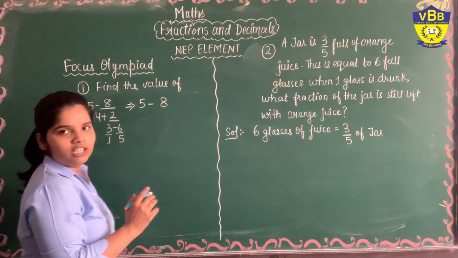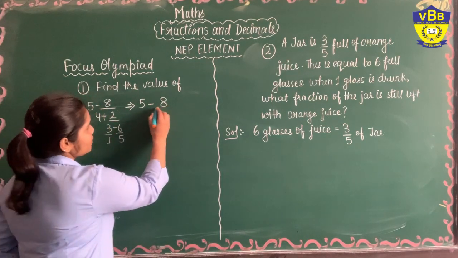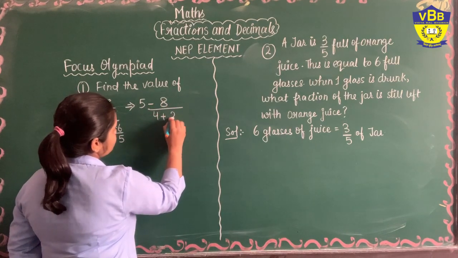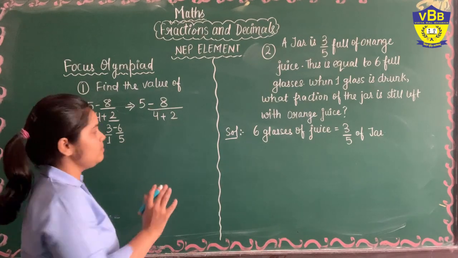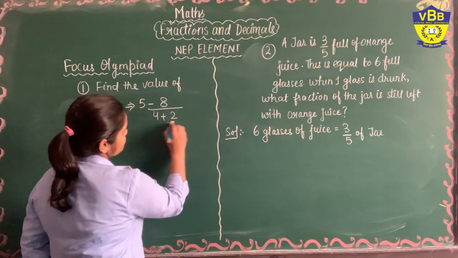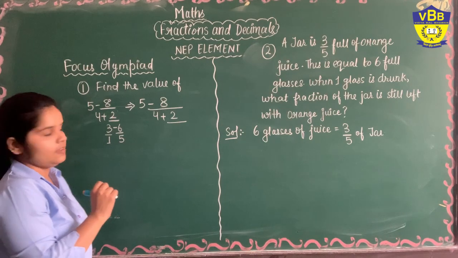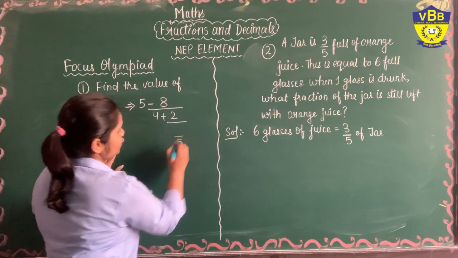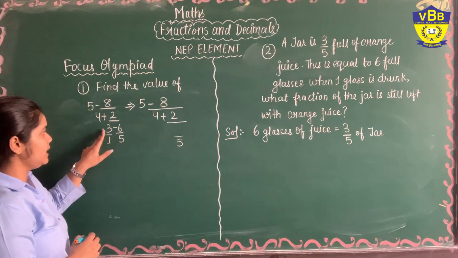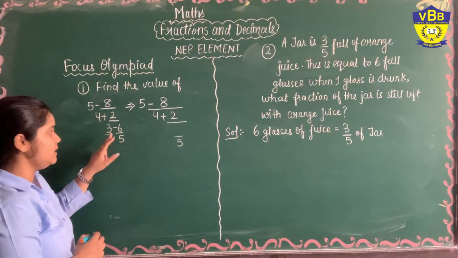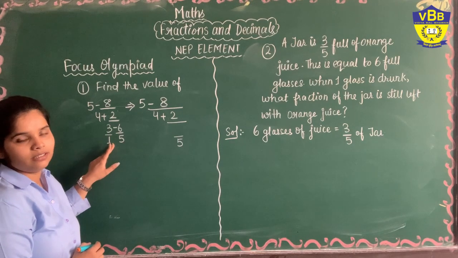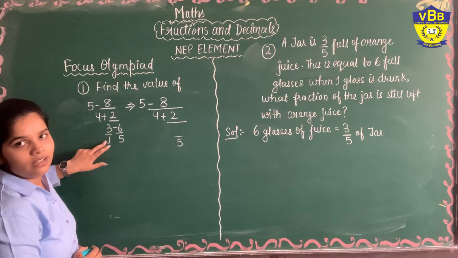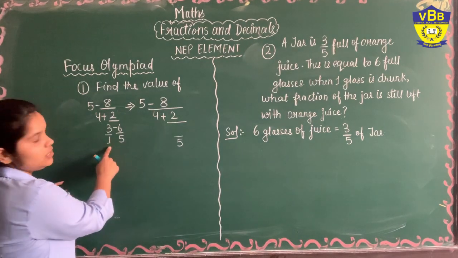The rest of the arrangement will be written as it is here. 5 minus 8 upon 4 plus 2. This much of the arrangement is written the same. Now subtract 3 minus 6 upon 5. The LCM is 5, so we are writing 5 here in the denominator. Now while subtracting these numbers, we will make them like, so 1 should be changed into 5. How can we change 1 into 5?